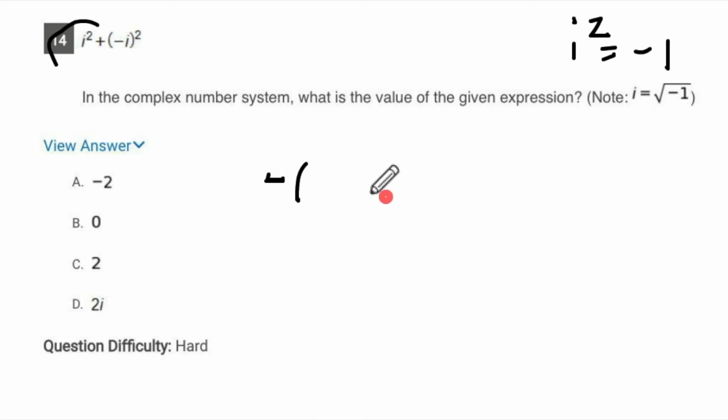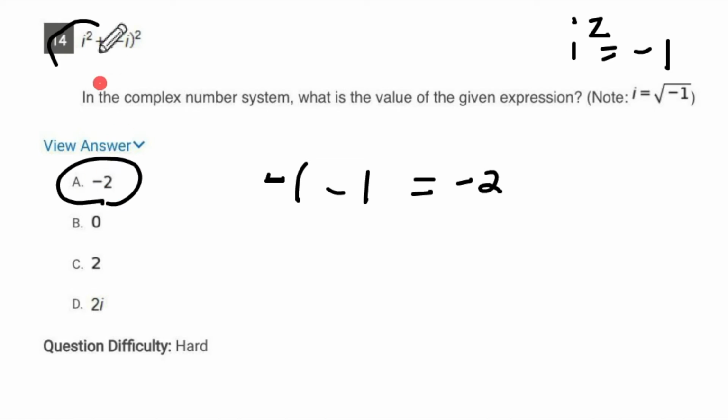That's a little sloppy. And this is the same thing. Negative i squared is just going to be i squared, so that's going to be -1. So the answer is -2. That one was pretty easy if you understand that i squared equals -1, so you replace any i squareds with -1. And they're calling this one hard. All right, moving on. Number 15.